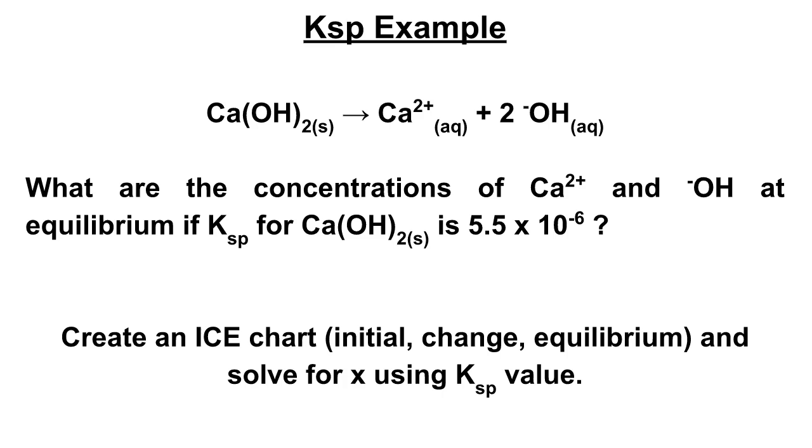These often are abbreviated as ICE chart. So if you hear me talking about an ICE chart, the ICE chart stands for the initial concentration, the change in concentration, and then the concentration at equilibrium. This is a very common practice in undergraduate general chemistry classes, right? And then you solve for X using the KSP value. And we'll walk through one of these and take a look here.